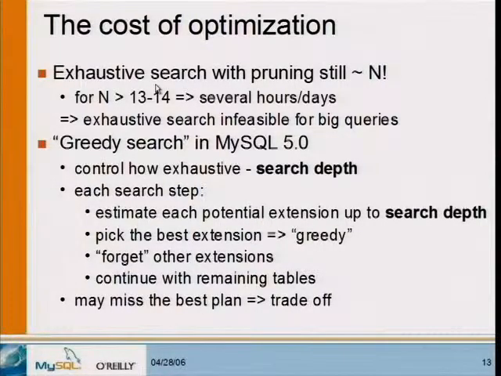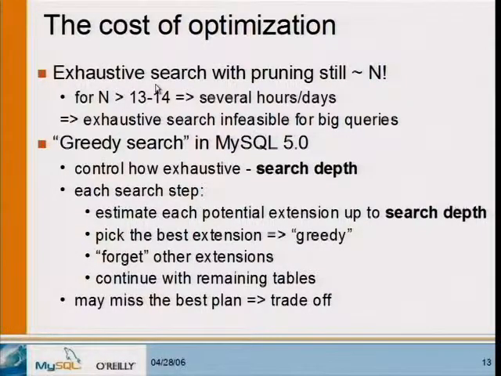The general idea is that at each search step, whenever we consider how to continue a partial plan, we estimate the potential extension only to certain depths. So basically, we do not run a full exhaustive search. We pick the best extension based on this prediction step, as I call it. That's why we call it a greedy algorithm, because it picks the best current possible extension. We forget all other extensions, and then we extend the plan and continue with the next one.